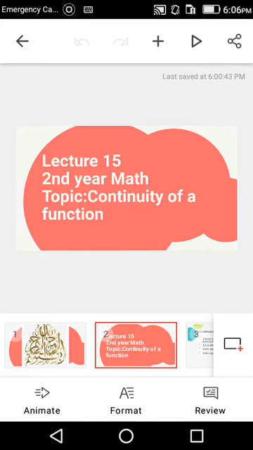This is our lecture number 15, second year math, and today our topic is continuity of the function. And we will start our new exercise, and this is the topic of exercise 1.4. Before solving the questions of the exercise, first of all we understand the topic.